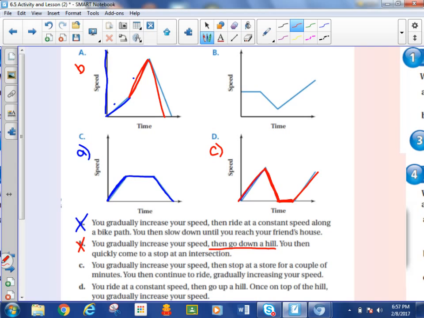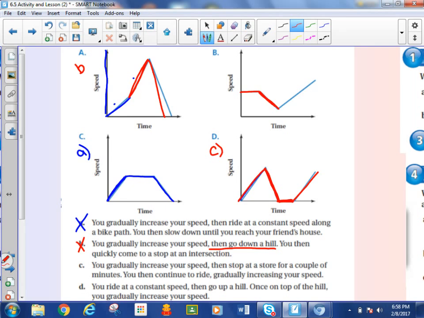All right, so let's go ahead and read that last scenario. It says, you ride at a constant speed, you then go uphill. So we're riding at a constant speed and we go uphill. So granted, you're thinking it should be going up, but remember when you pedal uphill, are you going faster or slower? You start to slow down as you go uphill. So that's showing the slowing down.